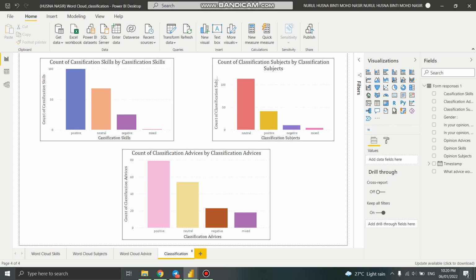Hence, we can conclude that all three charts give different results based on the data that have been classified, which is count of classification skill has more positive, but count of classification subject has more neutral, and count of classification advice has more positive.